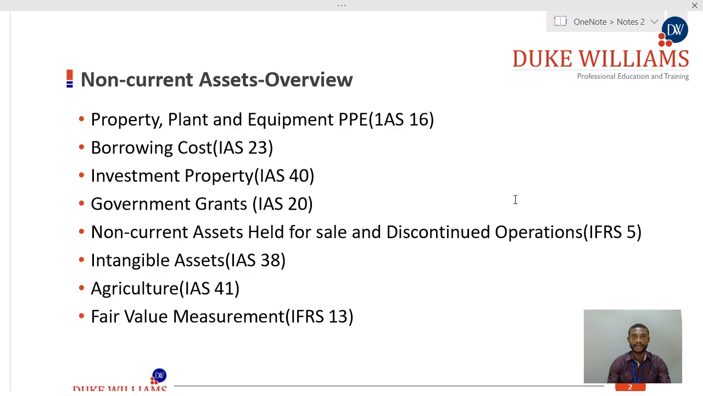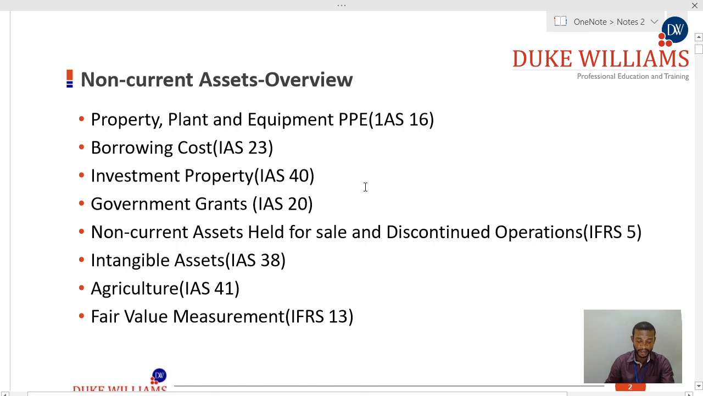In this session and subsequent sessions, we'll be looking at accounting for non-current assets. In terms of overview, we'll be looking at property, plant and equipment, which is IAS 16. We'll look at borrowing costs, which is IAS 23. We'll look at investment property, IAS 40, government grant, IAS 20, non-current asset held for sale and discontinued operation, IFRS 5. We'll look at intangible assets. We'll look at agriculture and fair value measurement.